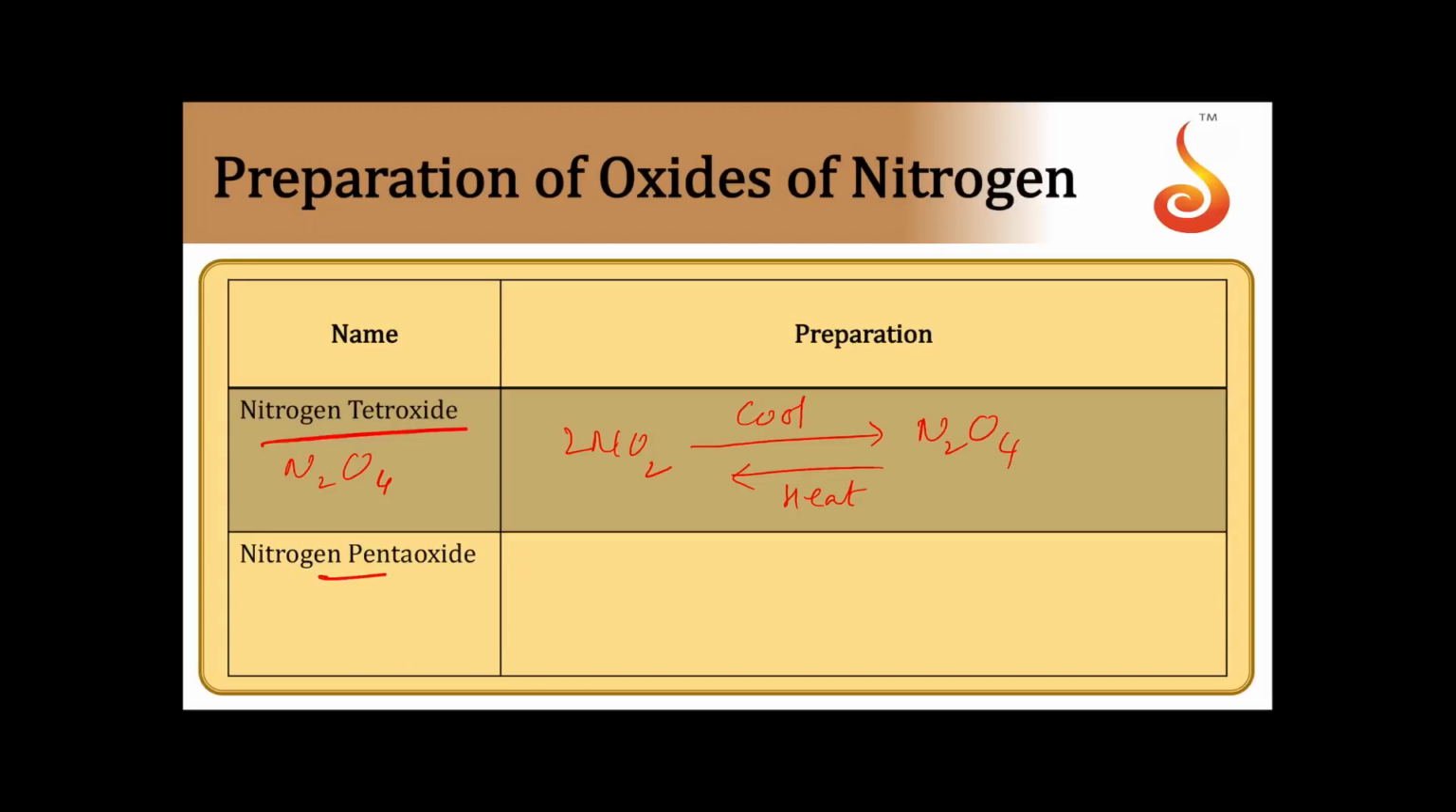Now coming towards nitrogen pentoxide. Nitrogen pentoxide is prepared by dehydration of HNO3. HNO3 on dehydration using phosphorus pentoxide as a dehydrating reagent gives rise to N2O5. It forms N2O5 and the byproduct is HPO3, that is metaphosphoric acid. So dehydration of HNO3 itself gives rise to N2O5. These are the preparations of oxides of nitrogen.